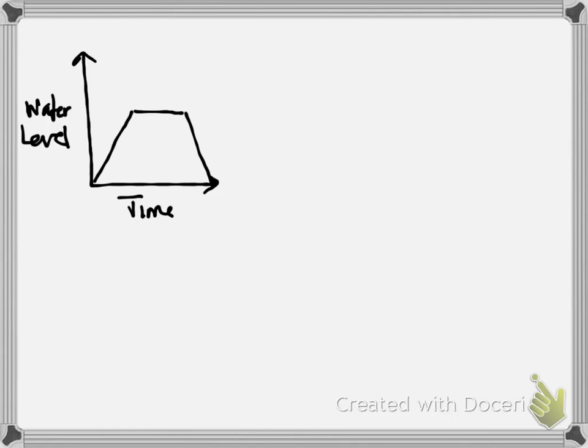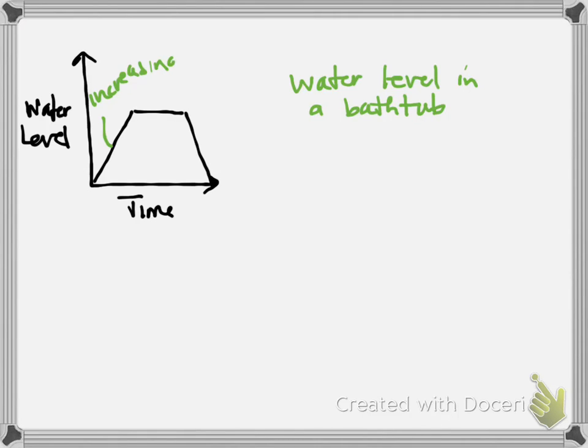Okay. And this graph is about water level in a bathtub. So water level in a bathtub. So what do you see is happening over time to the water level? Okay, so we have a period of increase. We have a period of no change, stays the same. And then we have a period of decreasing.